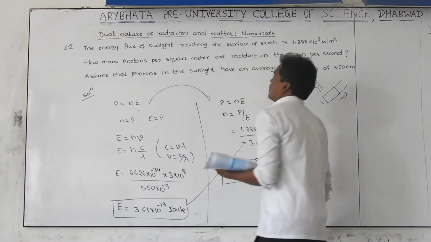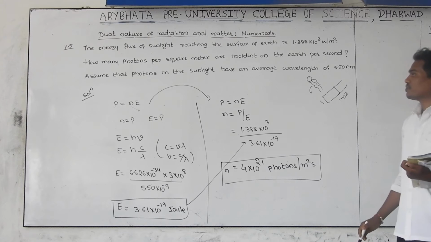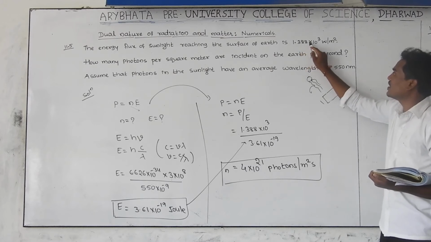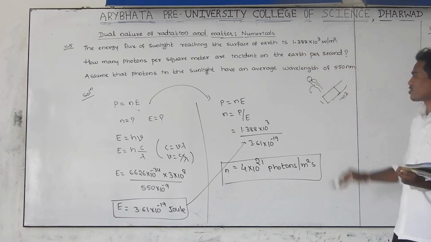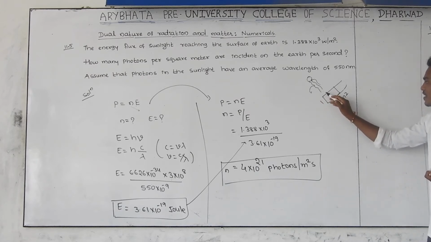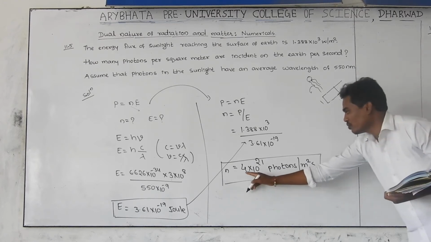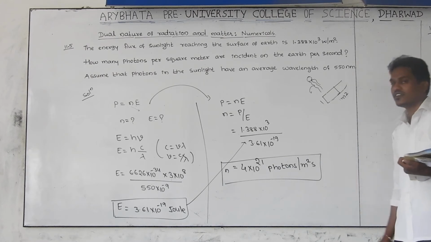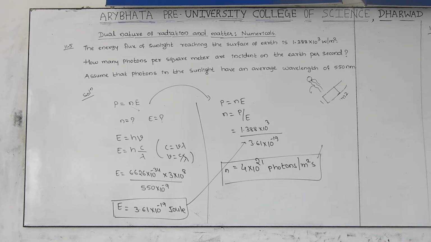Whenever the power or energy flux of the sun falling on a surface area of 1 meter square is 1.388 × 10^3 watt per meter square, the number of photons falling on the earth surface of area 1 meter square is 4 × 10^20 photons per meter square per second. This is the answer.